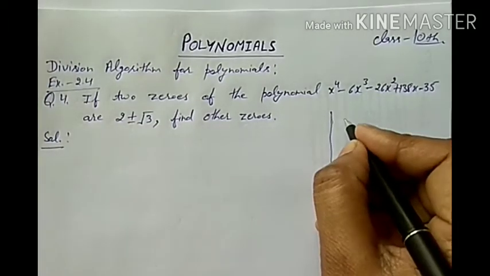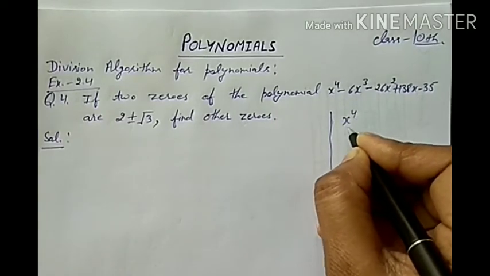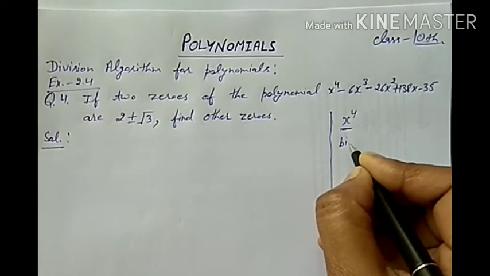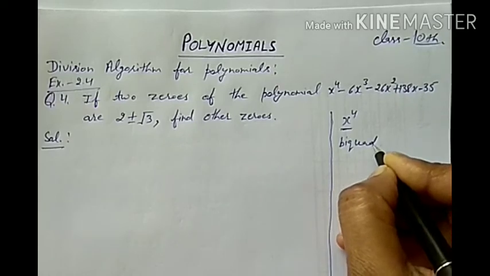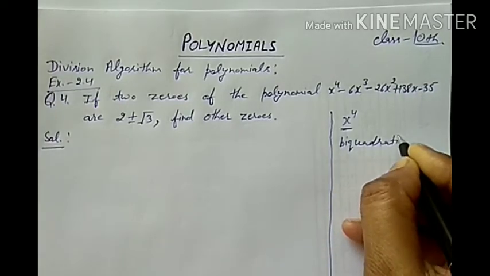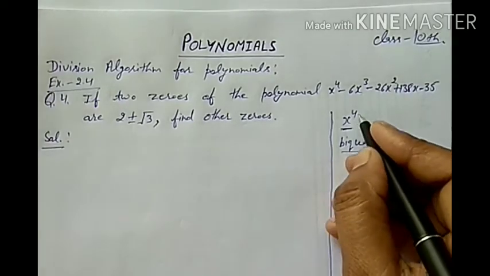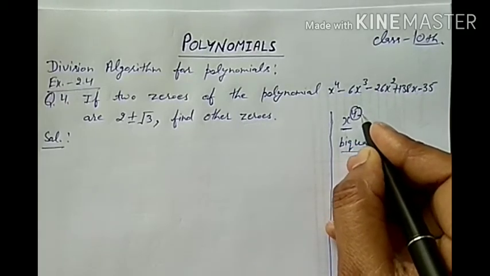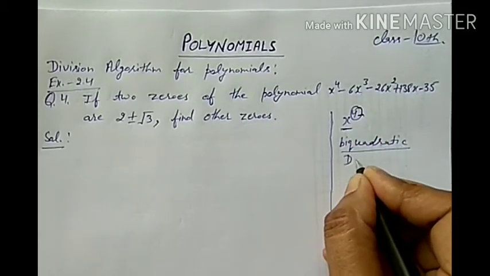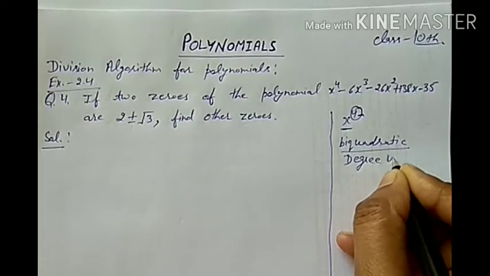Given polynomial is biquadratic polynomial. Biquadratic means the variable's highest power is 4. Highest power 4 is degree 4.